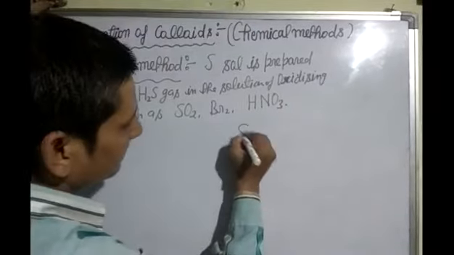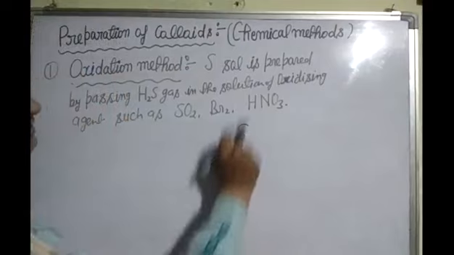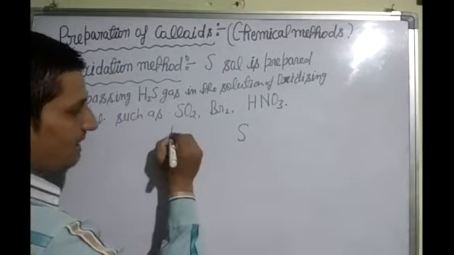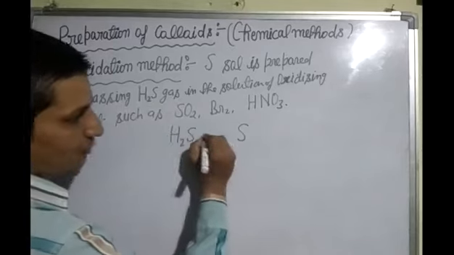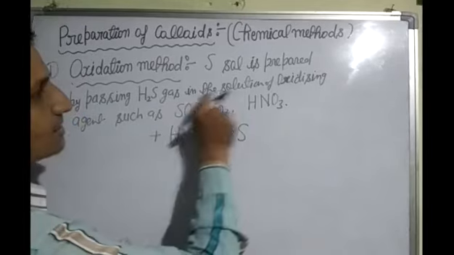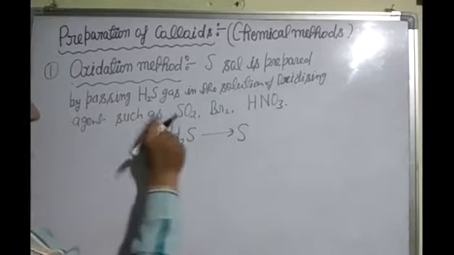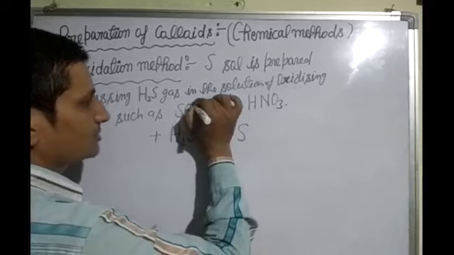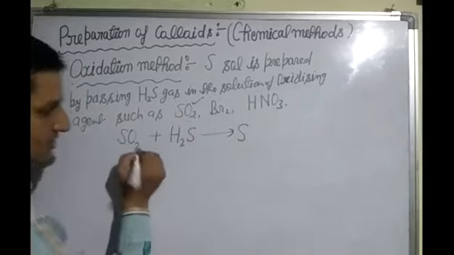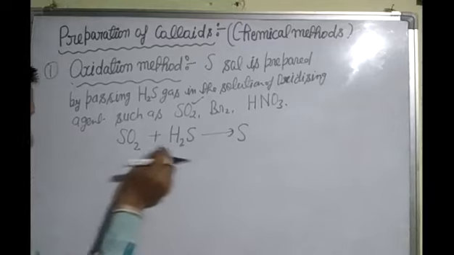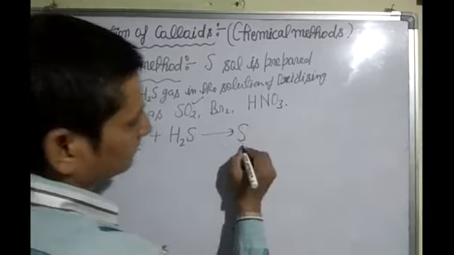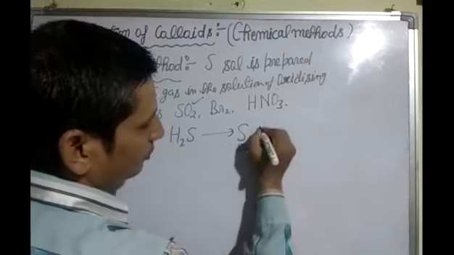So sulfur sol is prepared by passing hydrogen sulfide gas. We have to pass H2S, hydrogen sulfide gas, in the solution of an oxidizing agent such as sulfur dioxide. First oxidizing agent is sulfur dioxide. We pass hydrogen sulfide gas in sulfur dioxide, then we get sulfur sol.